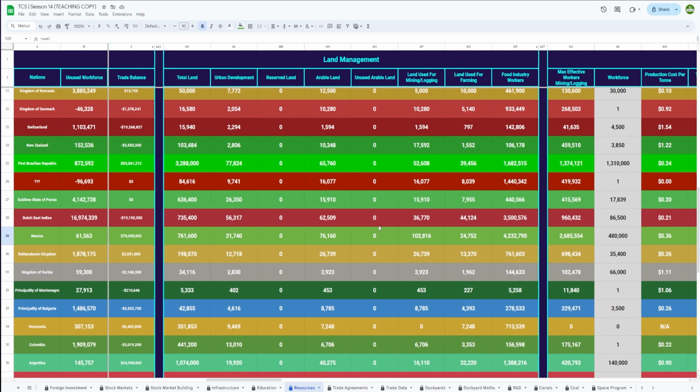Coming over here to land management, this is effectively self-contained. It does the work itself. Just if you go into the land area tab and you appropriate more land for food, you'll have less land used for farming and mining and logging. And if you use workers in the food industry, that will also use up your workers for resource production.